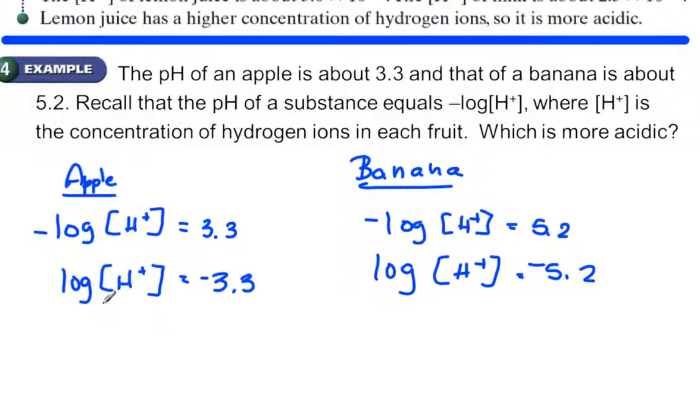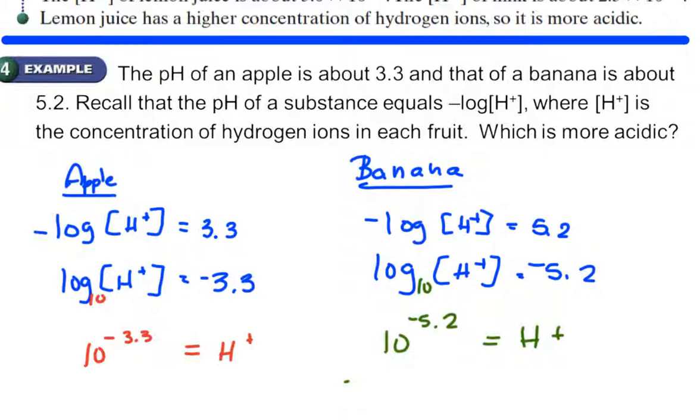All right, well, we know that this has base 10, so 10 to the negative 3.3 is going to give us the number of hydrogen ions. And likewise, this one over here, with this one being base 10 as well, it would be 10 to the negative 5.2. That's going to give us the number of hydrogen ions for a banana.